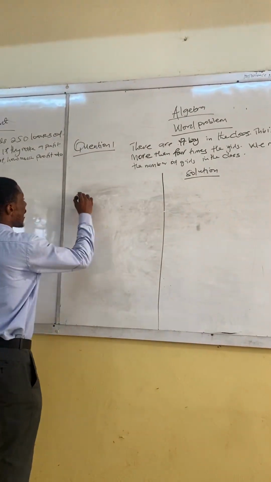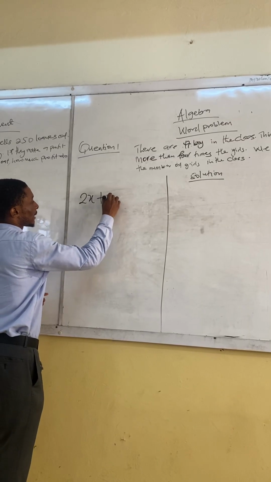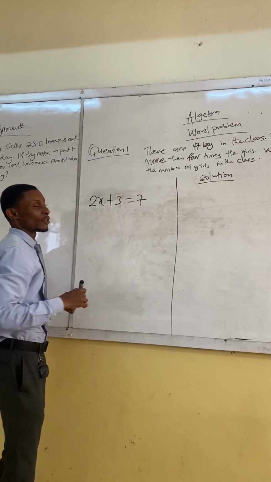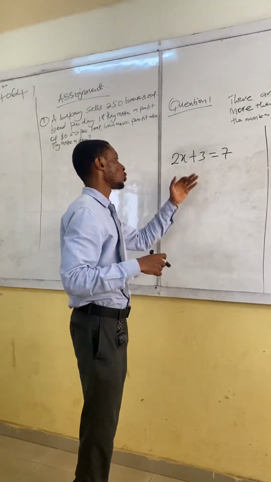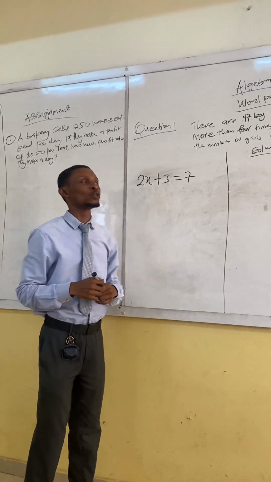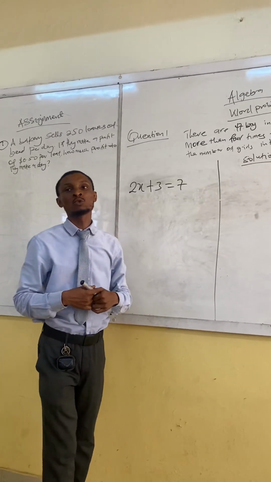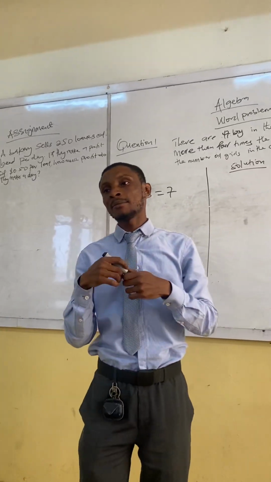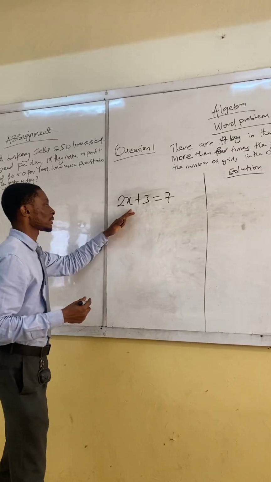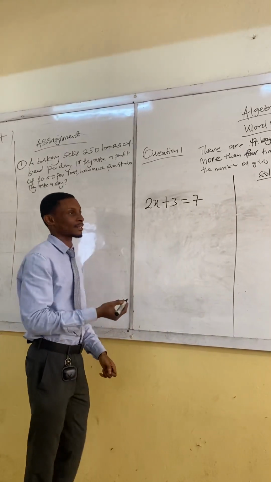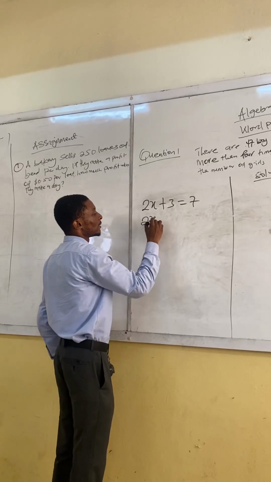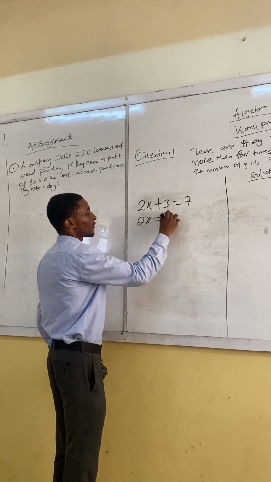So if you have 2x plus 3 is equal to 7, what are you going to do now? Francis, yes, we are going to solve for what? For x. So before we solve for x, we have to what? Group what? Like terms. So for now we have 2x plus 3 is equal to 7. So you isolate what? X. So we have 2x.